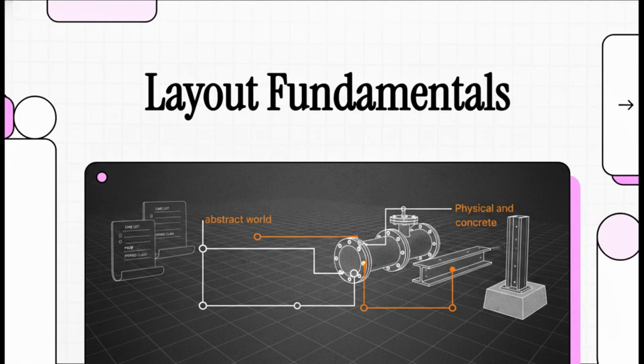In our last session, we really dug into the paperwork: the line lists, the P&IDs, the piping classes, all the documents that define the what and the why. Well, now we're shifting our focus to the where. And this is a really important transition. We're moving out of that abstract world of data and stepping directly into the physical world of steel and concrete.